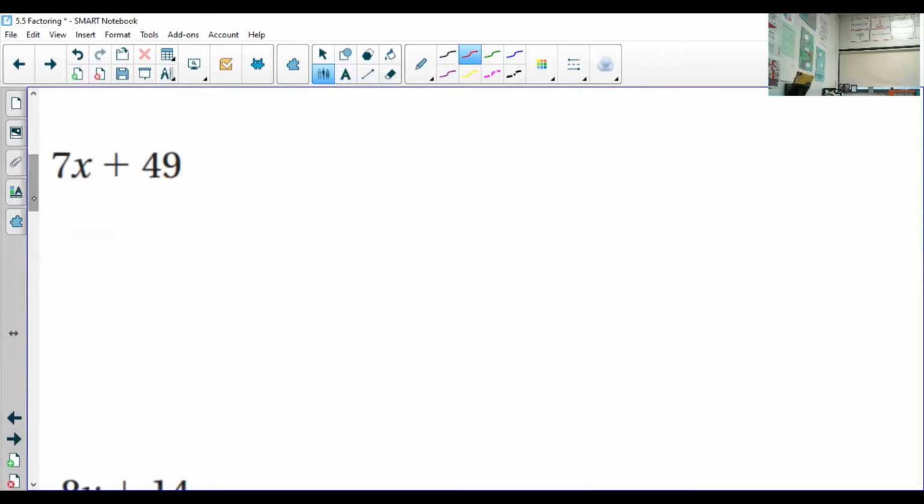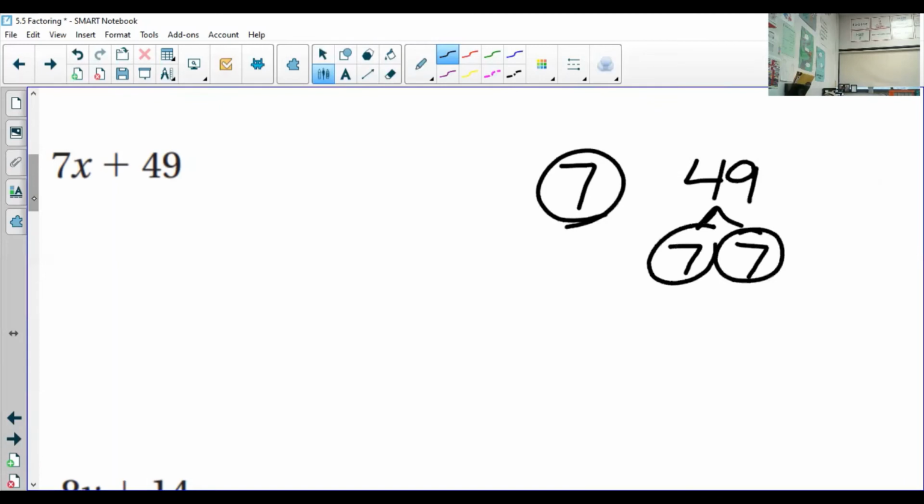Let's do a few more like this. I have 7x plus 49. So I'm going to start with my trees, 7 and 49. 7 is prime, and we got a lot of 7s. So the biggest number they have in common is 7. I'm going to write 7 with parentheses. Now, 7x divided by 7 is going to be 1x. Do I really even need to write the 1? No, right? I can just do x. It's the same thing. Plus, what's 49 divided by 7? 7. And that's it.